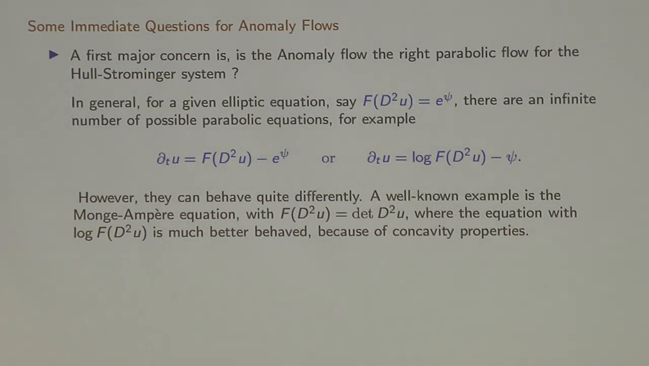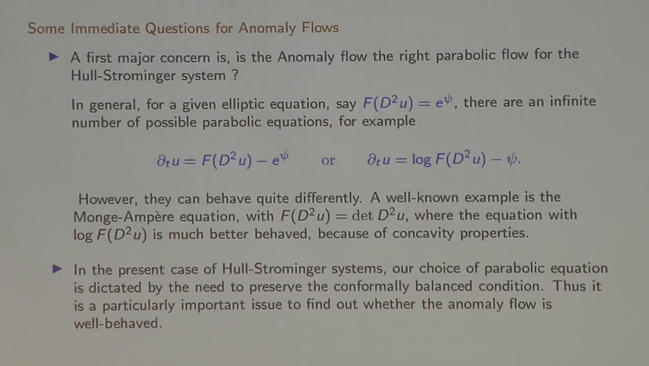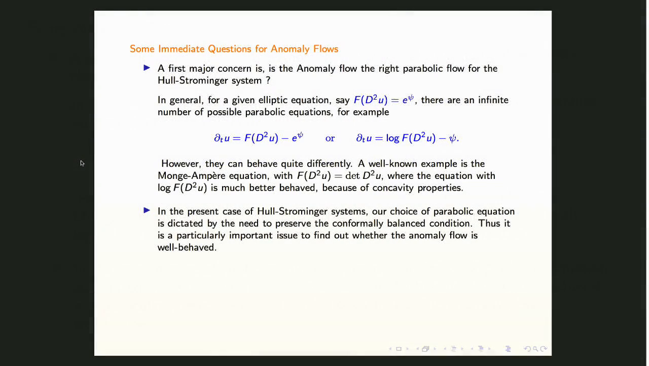Now, usually when you try to solve an elliptic PDE by a parabolic method, you could say it's almost an issue of picking a regularization. But in our case, we don't have such a luxury, because our choice of equation was dictated by the need to preserve this conformally balanced condition. So we don't have any more freedom. So due to that, it's particularly important to find out whether or not this is, let's say informally, well-behaved.